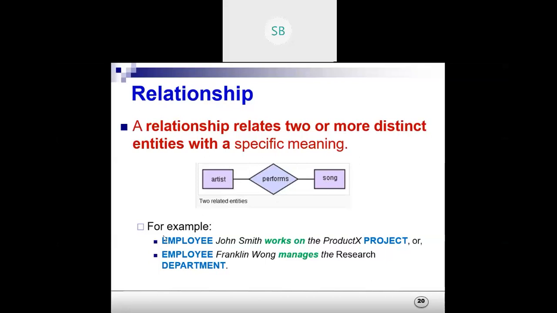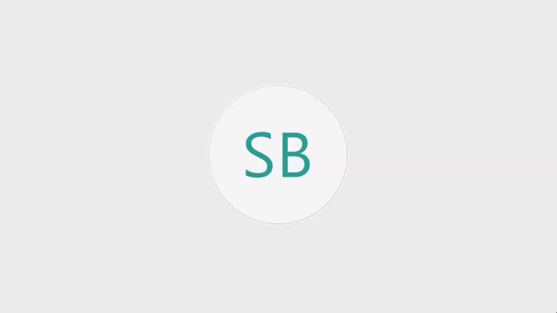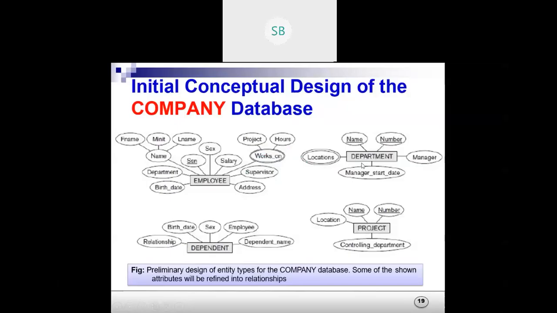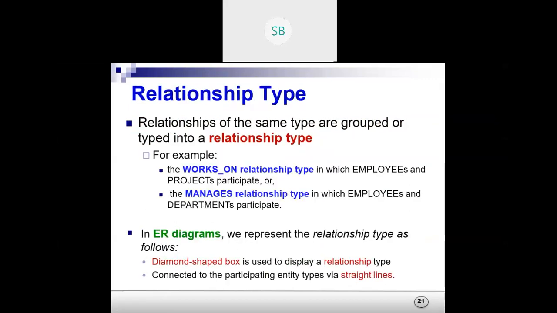Similarly, for the earlier diagram, if you go back, you can see employee works on project. There can be a relationship here; you can add a diamond and join them. Employee works on project. Then department has employee, or employee works for a department, whatever you wish. Employee manages research department is also possible. The green part you see is the name of the relation, and that should be a verb.